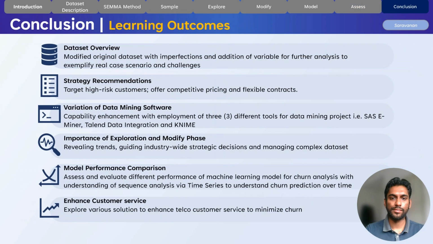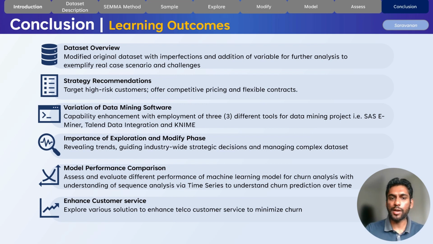In conclusion, our churn prediction project has yielded substantial learning outcomes. We began with a comprehensive dataset overview, adapted our initial dataset to better reflect real-world complexities, and focused on targeting high-risk customers and providing competitive, flexible pricing options. We explored the utility of various data mining software such as SAS Enterprise Miner, Talend Data Integration, and KNIME, each offering unique advantages in data processing.